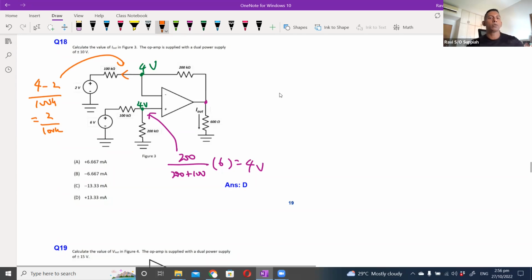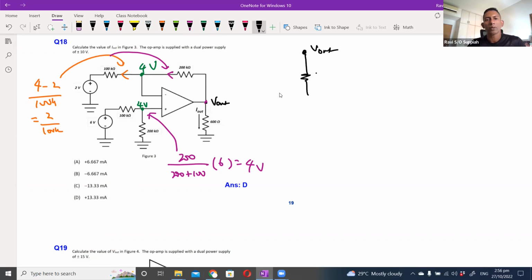And since no current flows into the negative terminal of the op-amp, it is also the same current that is going to flow here, 2 over 100K. And the same technique as before. So we know this is the point here. Let me call this B out.